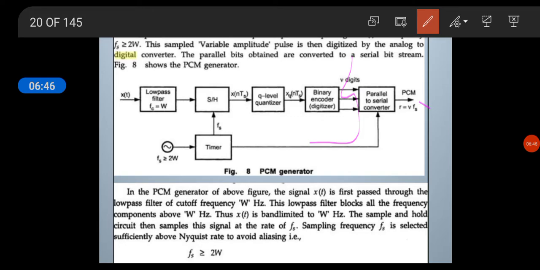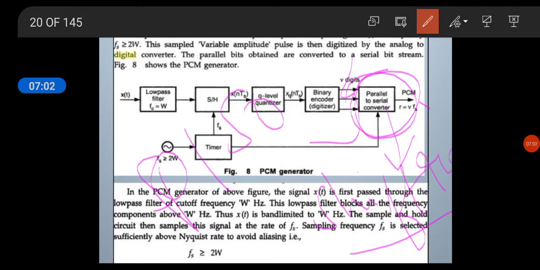For that, here we are providing a parallel to serial converter. Normally a parallel to serial converter is a shift register. A shift register performs parallel to serial conversion. For that we are providing a parallel in serial out shift register.